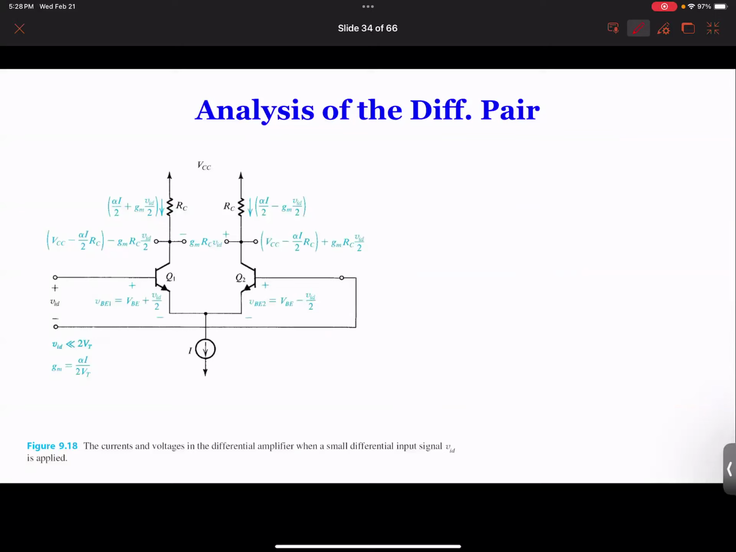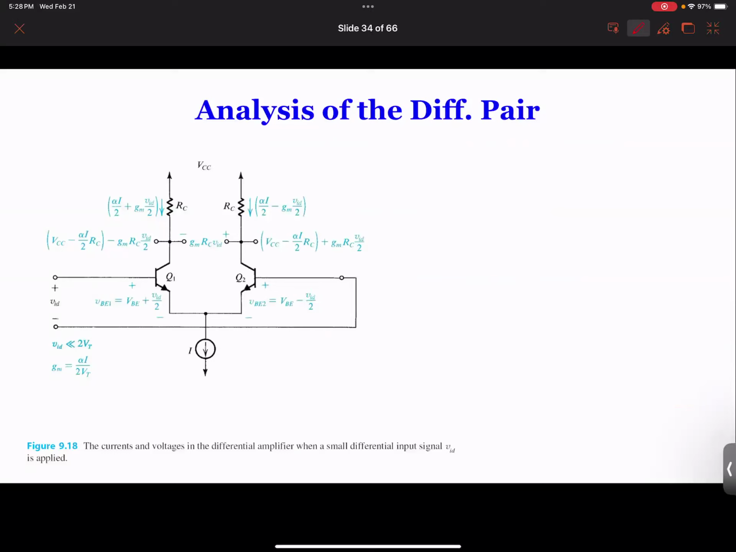Okay. So now what we're going to do is start with a differential input. So this is the circuit. Forget about the equations on the diagram. Only look at the circuit itself.